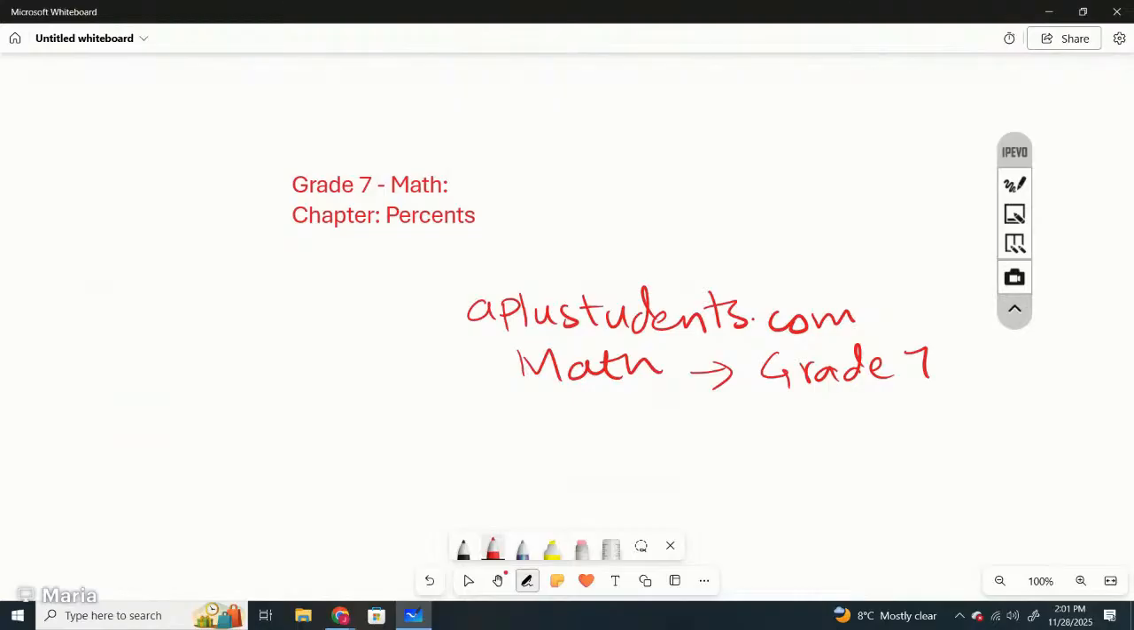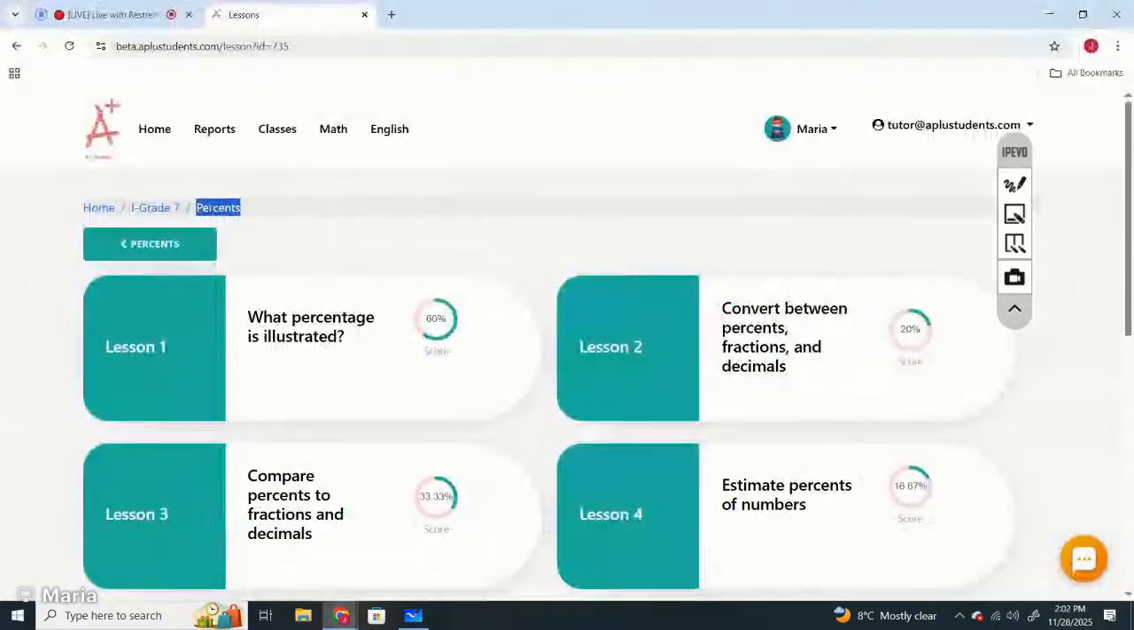There you can find a list of the chapters. We're going to start with the chapter percents. So please make sure you have your notebook and pencil so that you can note down the important examples and definitions as well. Grade 7 math. The chapter we're on right now is percents.